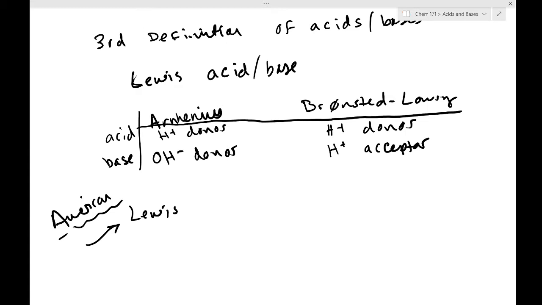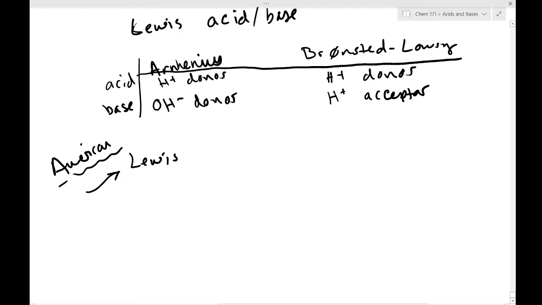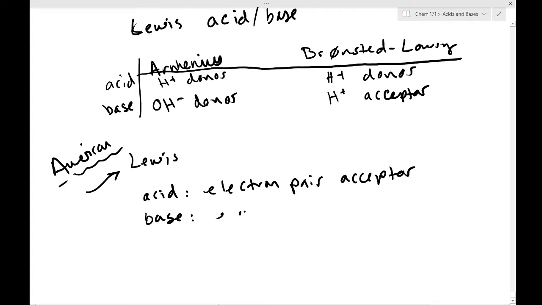Okay. A Lewis acid is an electron pair acceptor. Okay. An electron pair acceptor. And a Lewis base is an electron pair donor. So this is very different. It has nothing to do with H plus or OH minus. As a matter of fact, you don't need H plus or OH minus technically to be a Lewis acid or a Lewis base, which is very interesting.